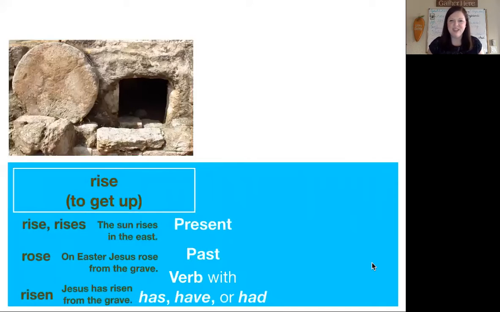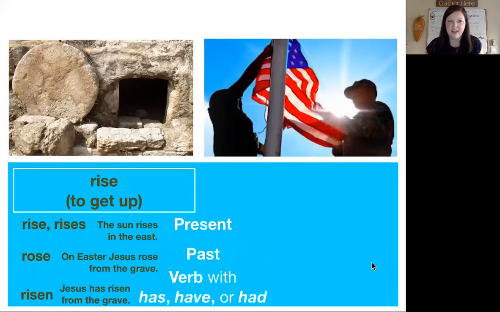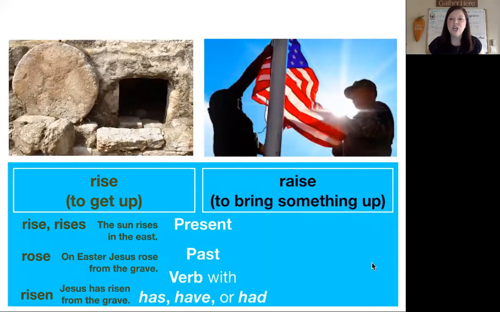Risen. Jesus has risen from the grave. Now, rise, to get up, is often confused with this next verb. Do you have any guesses by looking at the picture what it is? Raise, to bring something up. So let's talk about the differences for a minute. Rise means to get up all by yourself. But raise is almost like you're lifting something up or you're bringing something up.